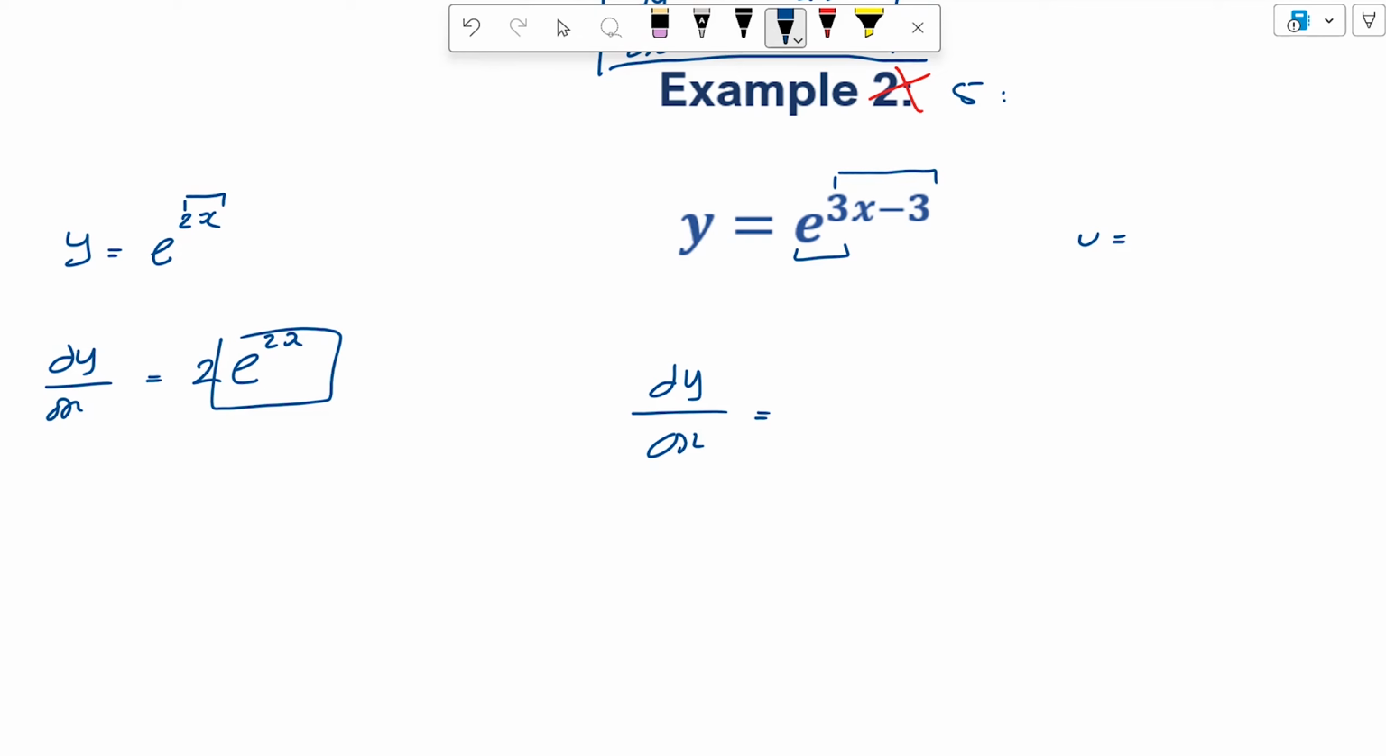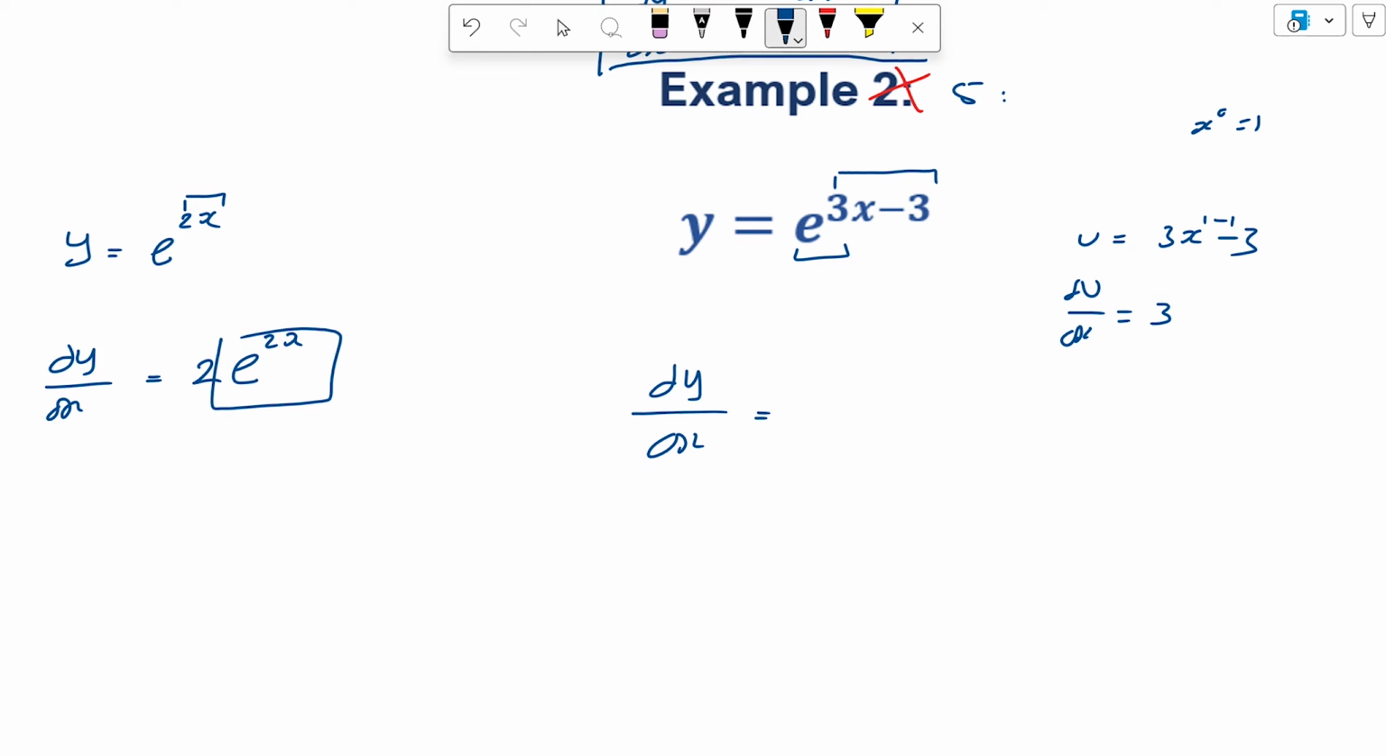So u is equal to 3x minus 3. du over dx is equal to, this is raised to the power of 1, so bring down the exponent, 3, minus the exponent, that's going to be 0, x raised to the 0 is 1. So du over dx is going to be 3.